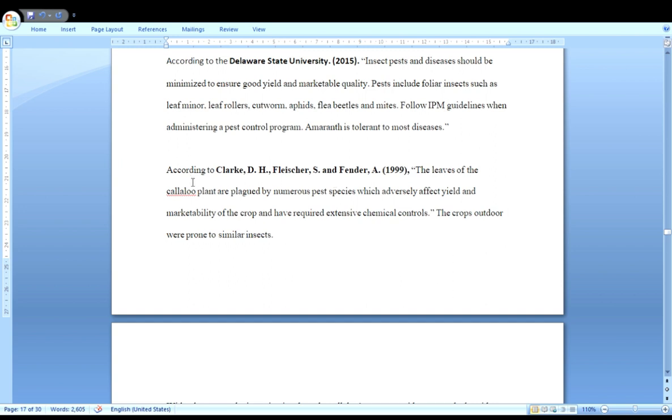So let's read it. According to Clark D. H., Fletcher S., and Fender A. 1999, the leaves of callaloo plants are plagued by numerous pest species which adversely affect yield and marketability of the crop and have required expensive chemical control. The crops outdoor were prone to similar insects. So this quoting is also supporting the statement you have above. It supports your findings.